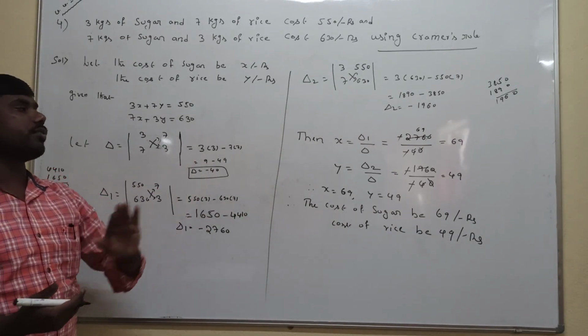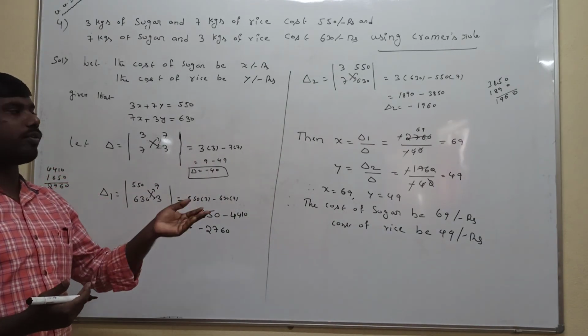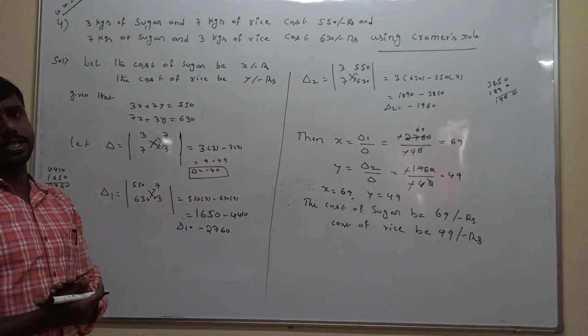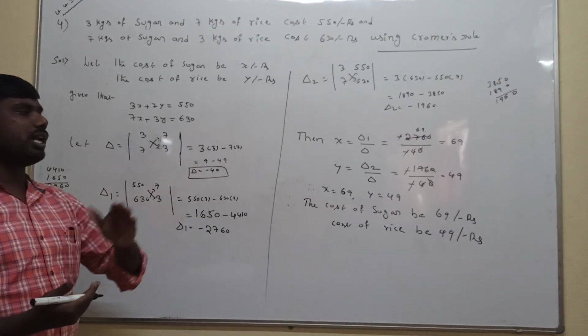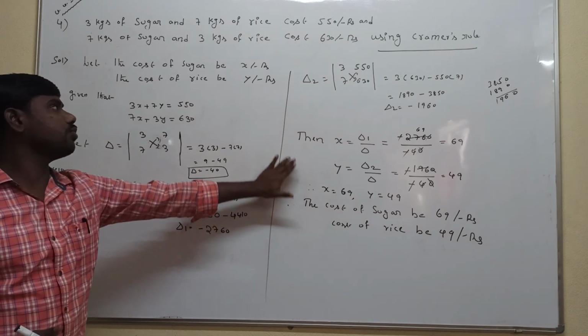After that, the x value is delta 1 by delta. Substituting the values, finally we get 69. The y value is delta 2 by delta. Substituting the values, finally we get 49. What is the x value assuming?